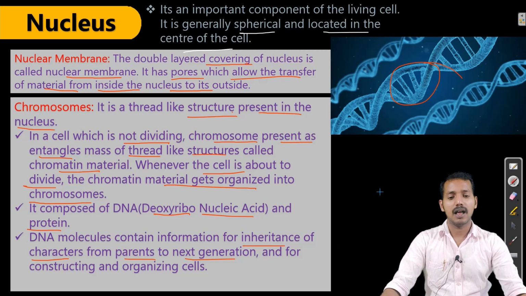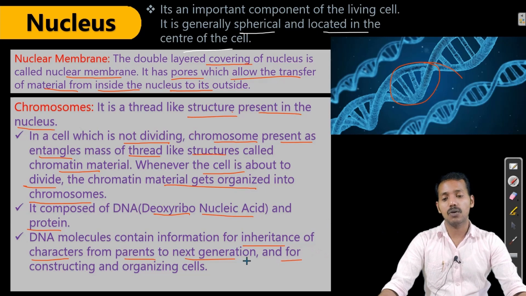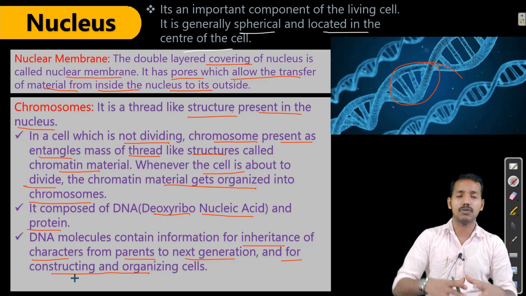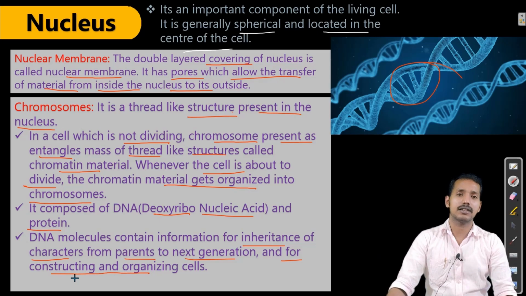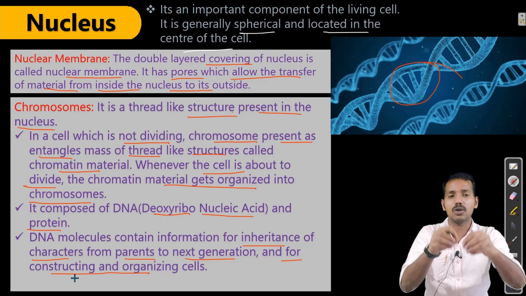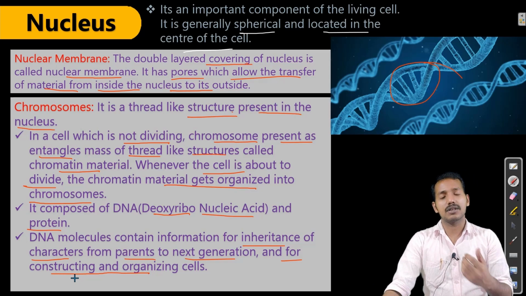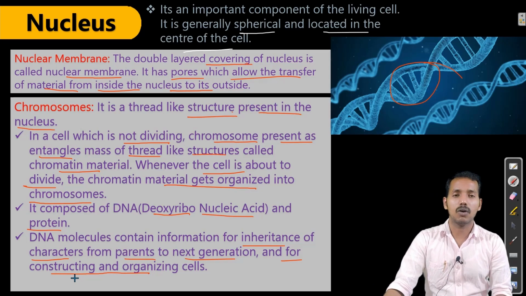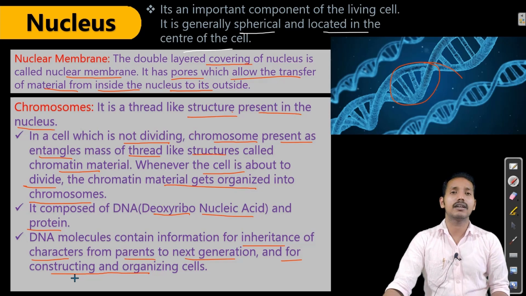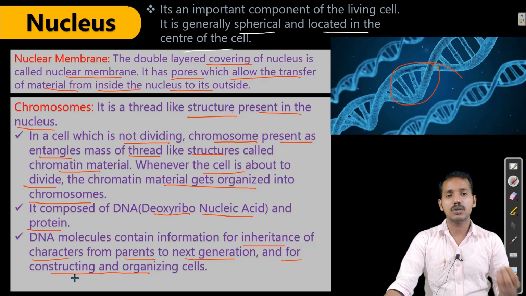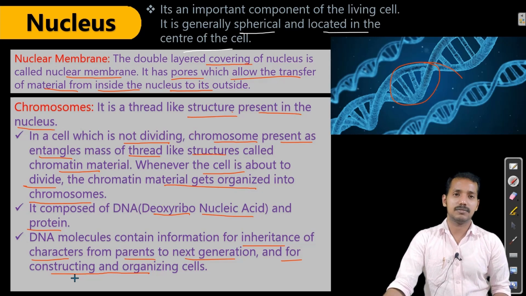And also it is for constructing and organizing the cell. The important information for constructing the cell and organizing the cell, all this information is stored in the DNA. And the DNA present in the cells of different organisms, especially in human beings, is unique. This is the reason nowadays we are using the DNA fingerprinting method to identify a person.